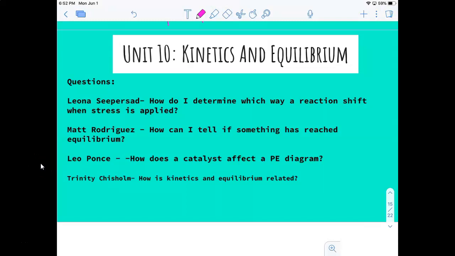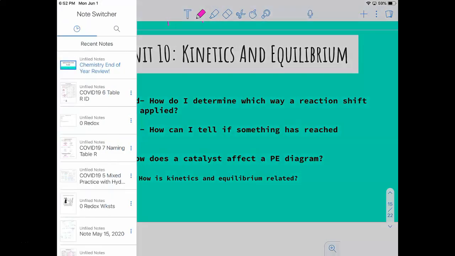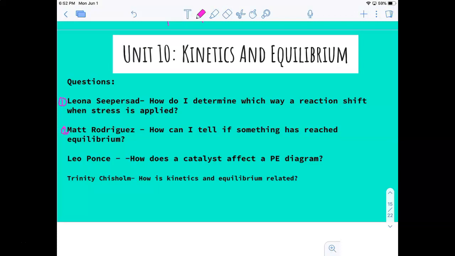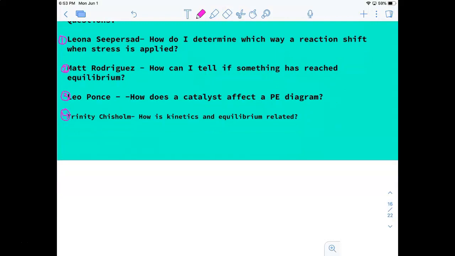Okay, guys, so the first question for kinetics and equilibrium, this is a pretty involved question. I'm going to give you an example of a reaction, and then we'll just go through all the things that could stress it out, and which way the reaction will shift and what happens after that. So let's do, we'll call it Le Chatelier's principle.